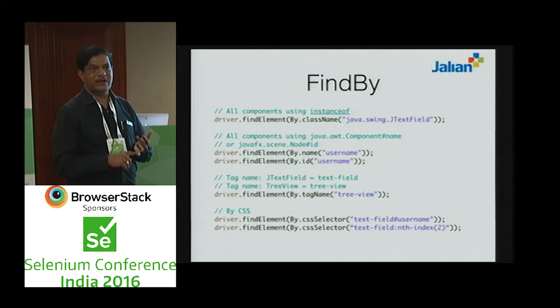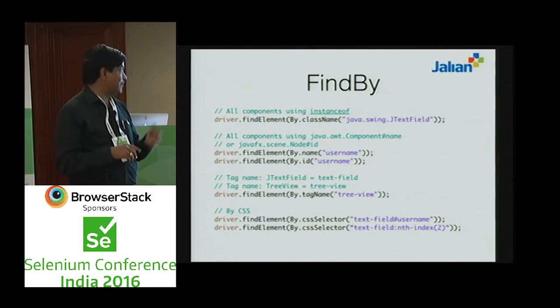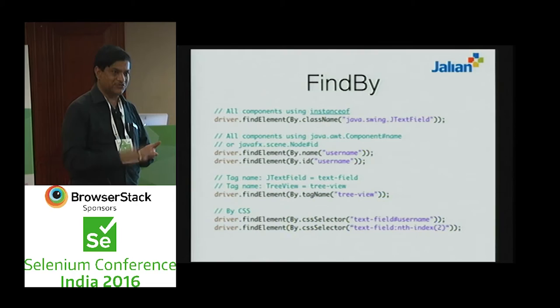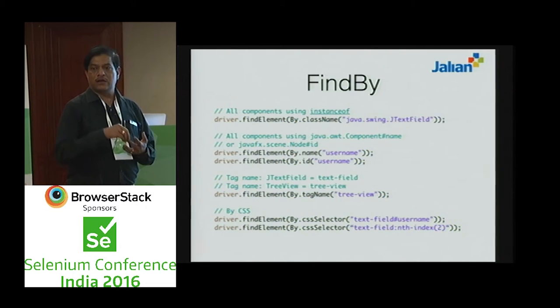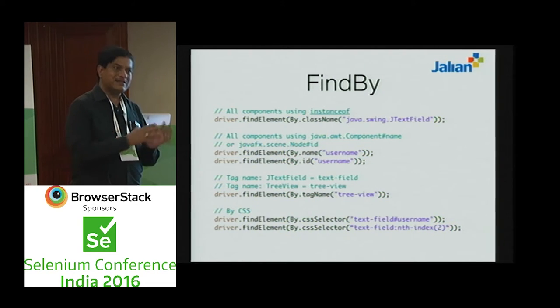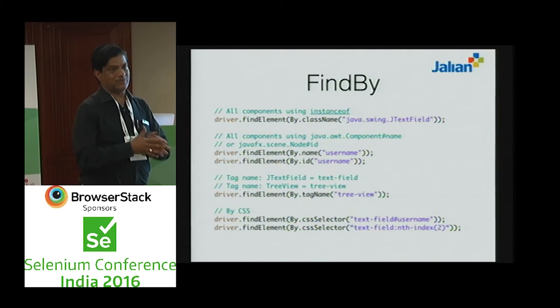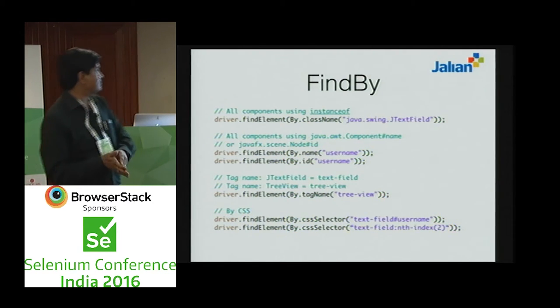Once we have these components, we can use the normal WebElement API. You can click on it, you can do a getText on it, and if it has a text, it gives you back the text. If not, it gives you nil. Or you can right click on it. All the rest of the API is going to be exactly the same as the regular WebElement API.